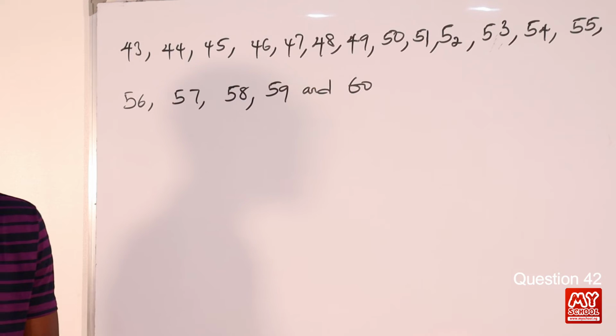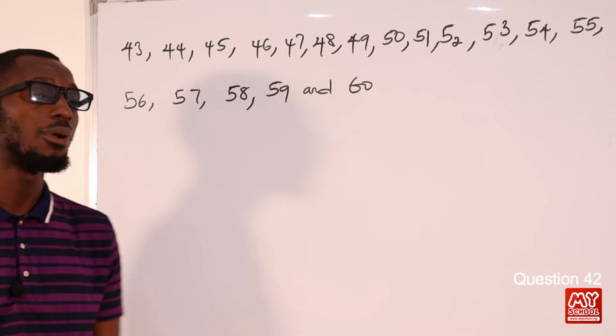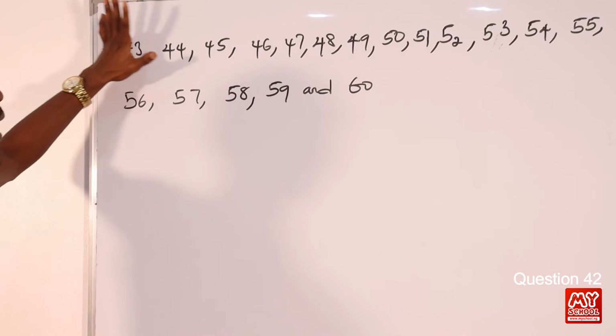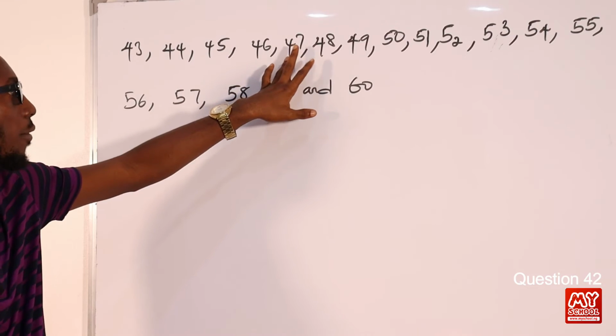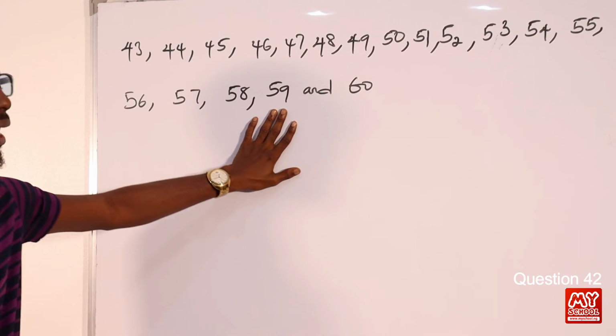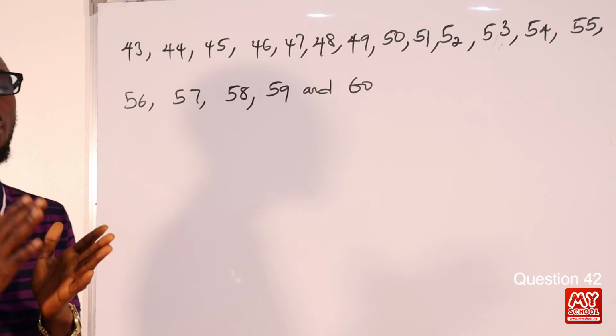So let's tackle the question given to us. We have to find the probability that the number we are going to select will be a prime number. So what are the prime numbers here? We have 43, we have 47, of course, we have 53, then we have 59. You can validate this. So we have 4 prime numbers.